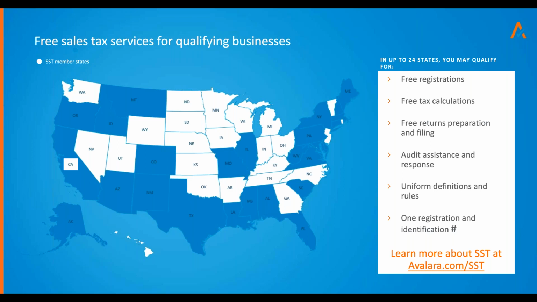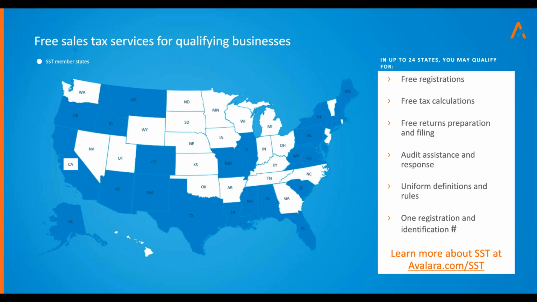Now, the SST program is a group of 24 member states that got together. They were founded in 1999. And Avalara is one of, I think, 3 CSPs, so certified service providers, where we offer free registrations, free calculations, and free returns filings in over half of the tax collecting states. Now, what does that mean? Because everybody, you hear the word free, and I'm always going to go, okay, it's too good to be true.